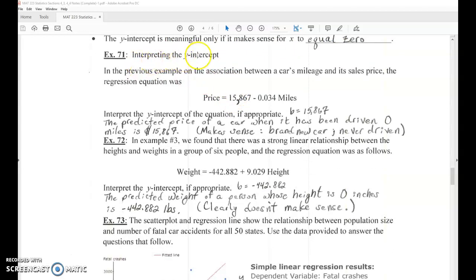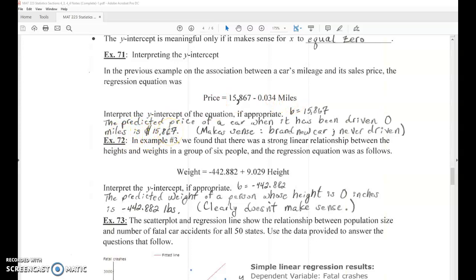So for example, interpreting the y-intercept in our previous example, on the association between a car's mileage and its sales price, the regression equation was this: price equals 15,867 minus 0.034 miles. So that's y equals b plus mx. That means that 15,867 is the y-intercept. So that's your b. What does that mean? That means the predicted price of a car when it has been driven 0 miles, because when x is 0, is 15,867.